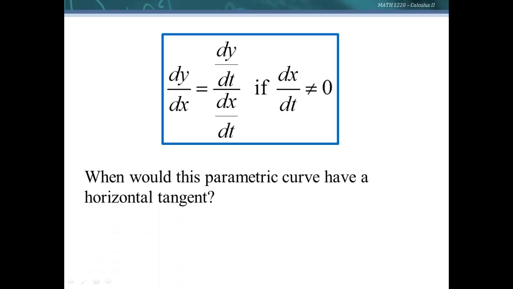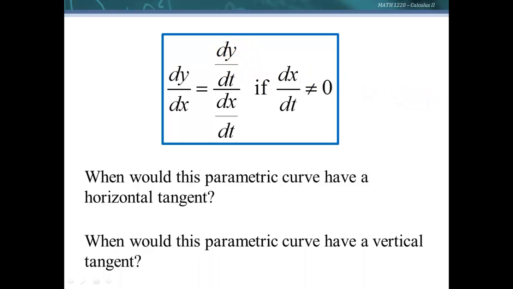Now, if we were interested in finding horizontal tangents of a parametric curve, because a lot of times these are points of interest or help us as we're graphing, when would it have a horizontal tangent? If you think of a horizontal tangent, it would be when this slope was 0, so when dy/dt equaled 0.